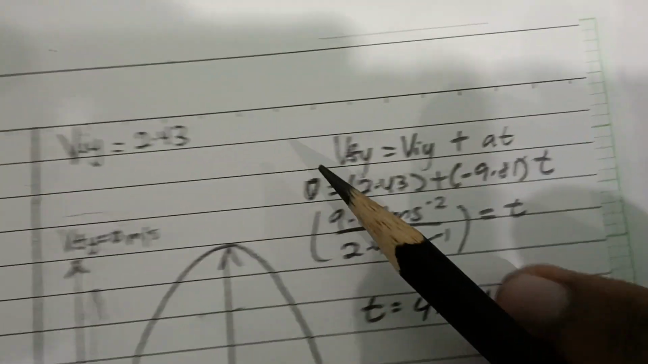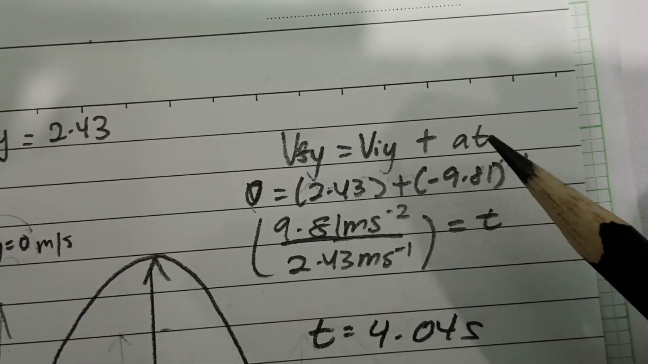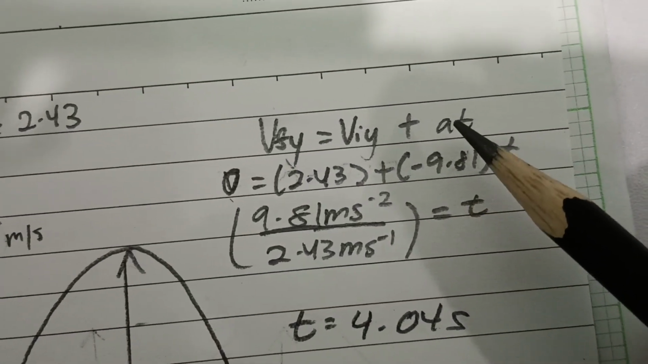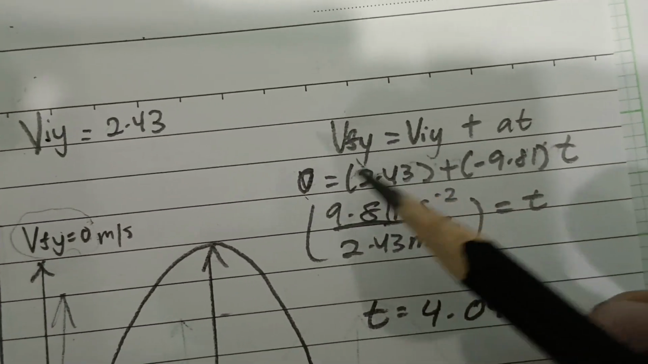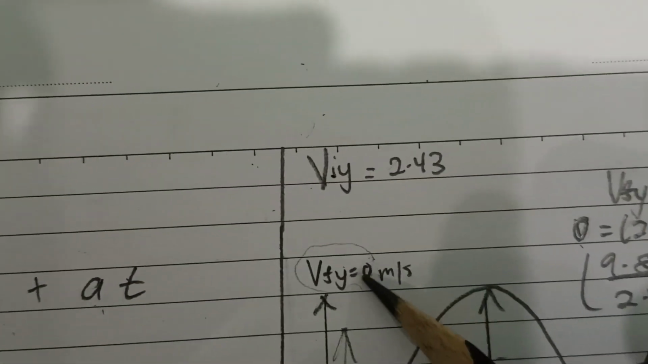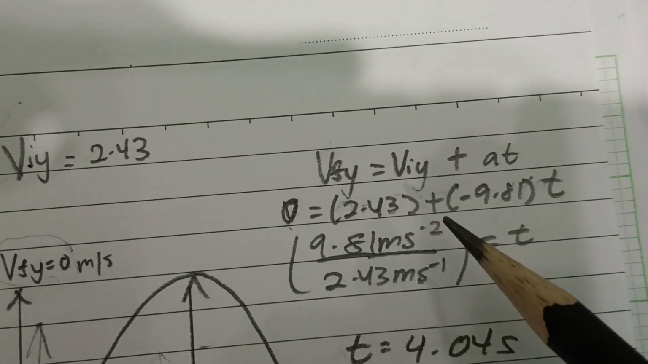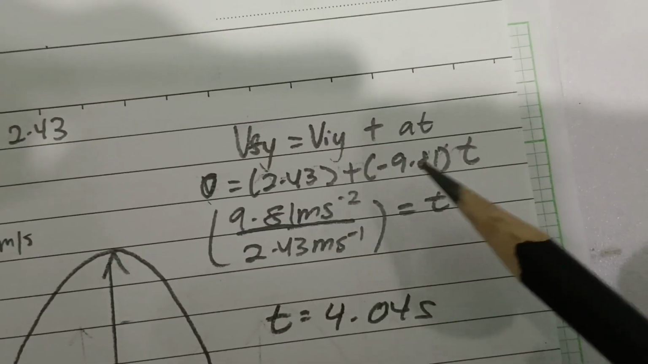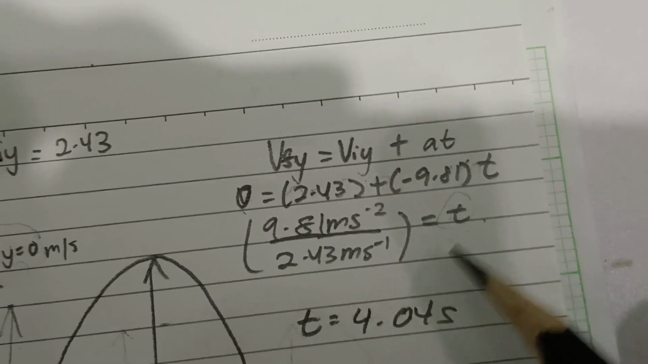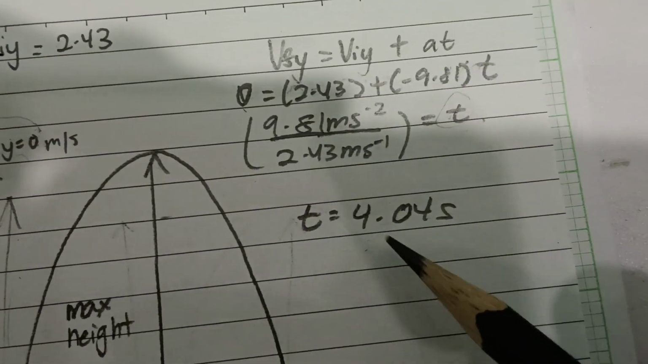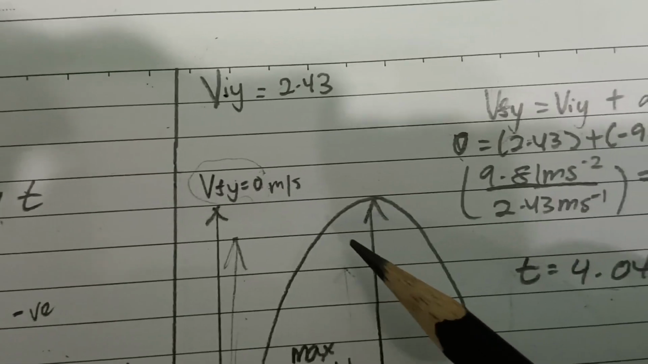So here is the solving. Vfy equals Viy plus At. I will exchange a to g, which is negative, and Vfy is 0 because at the maximum height the velocity becomes 0, and the initial speed is 2.43. We take t as the subject to determine the time taken. And here's the answer: we can determine the time taken when it reaches the maximum height.